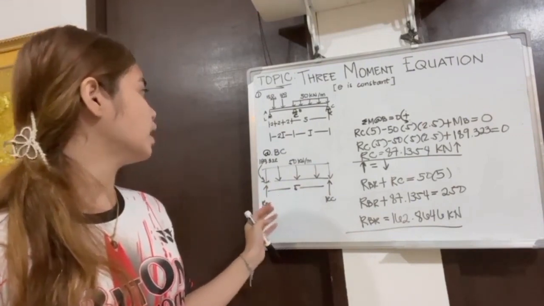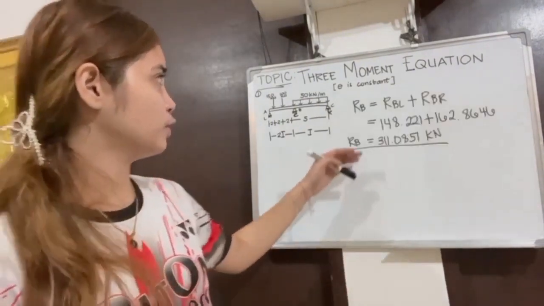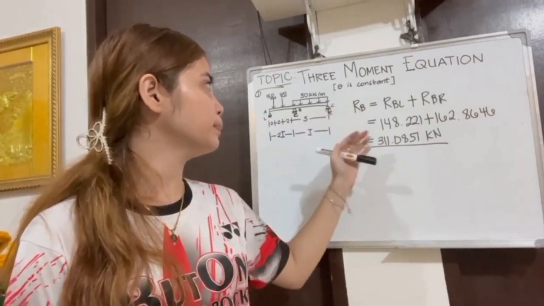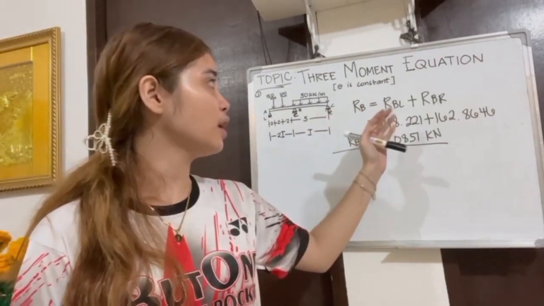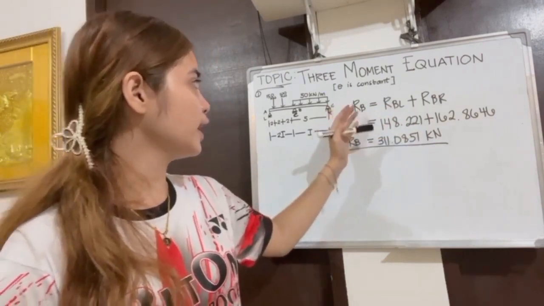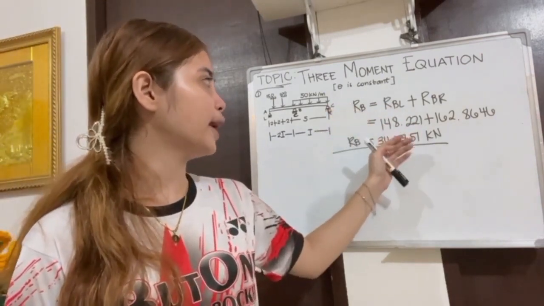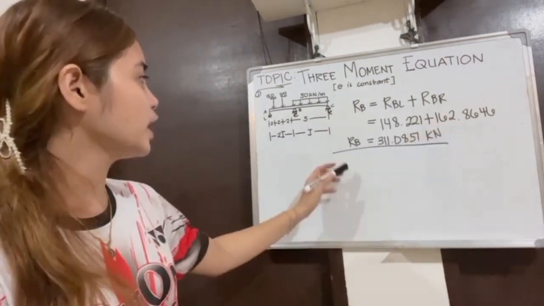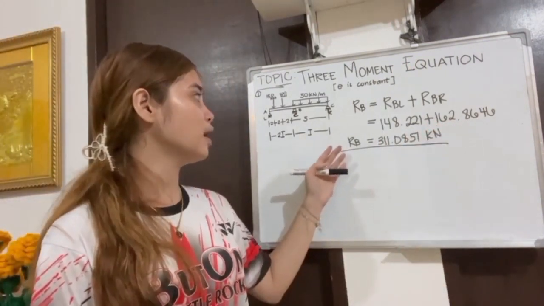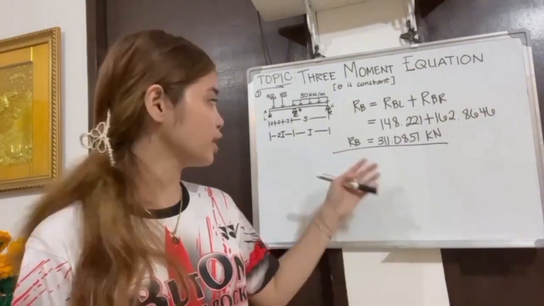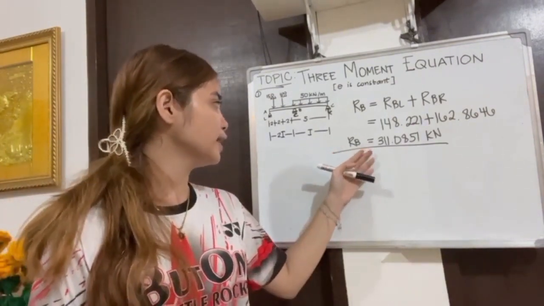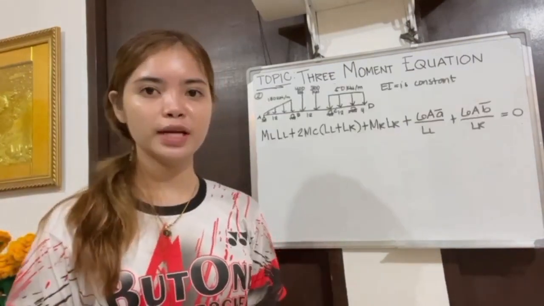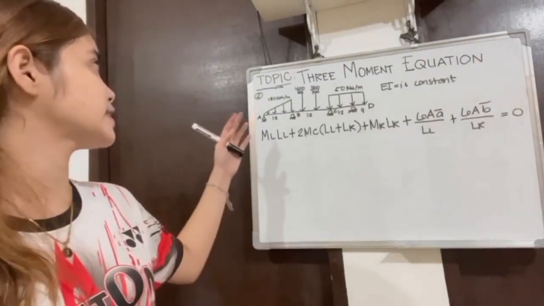So in order para makuha nimo ang imong value nga reaction from B, imong i-sum ang imong RBR o RBL. So i-sum up nato ang RBL plus RBR. So, mona natay 148.221 plus 162.8646. Mo nang nakakam up ta og answer sa RB or the reaction B nga 311.0851 kilonewton. So, let's proceed sa atong second example.